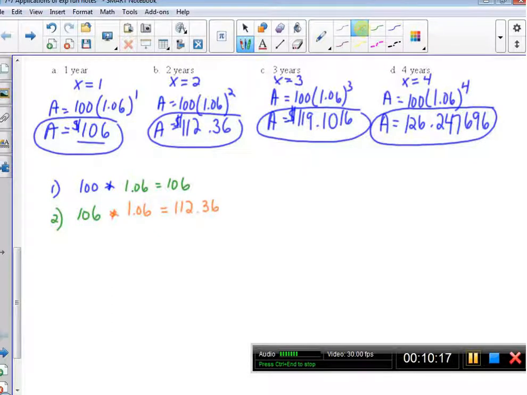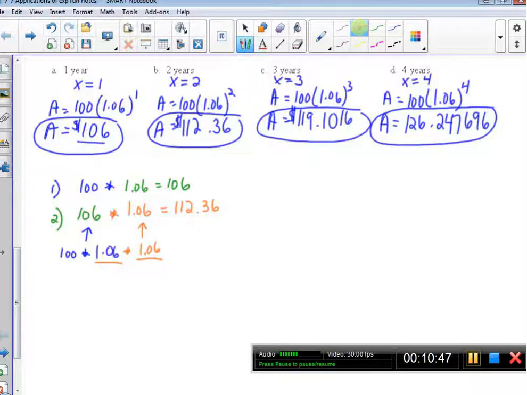What happened here was you are basically taking that 106, which is made up of 100 times 1.06, and multiplying that times 1.06. So you can see you're getting two of them, and that's why it was to the second power.